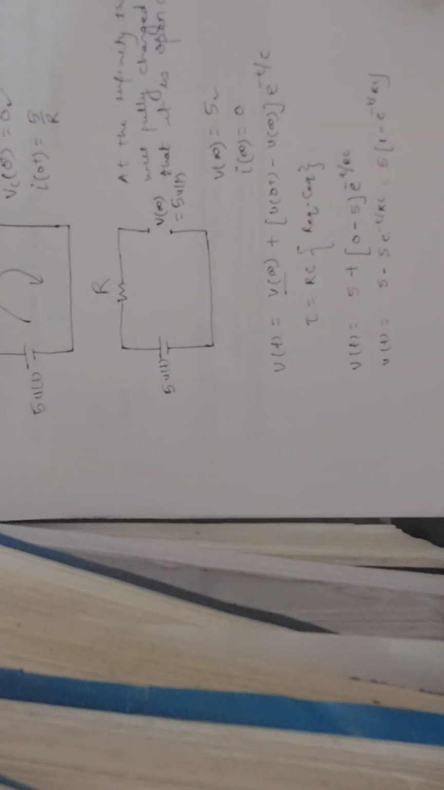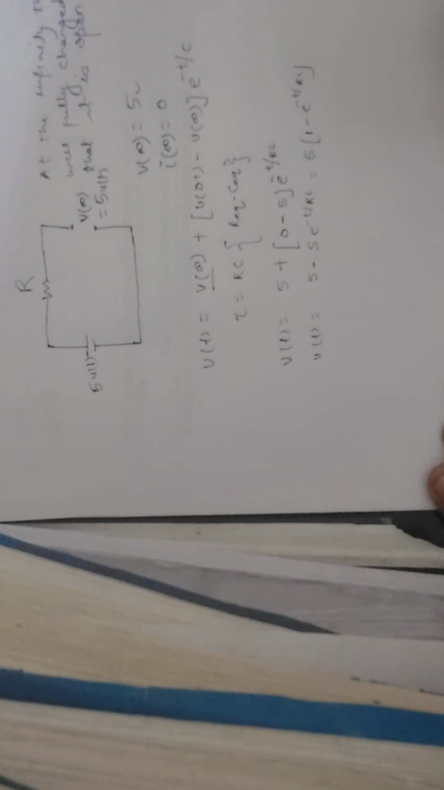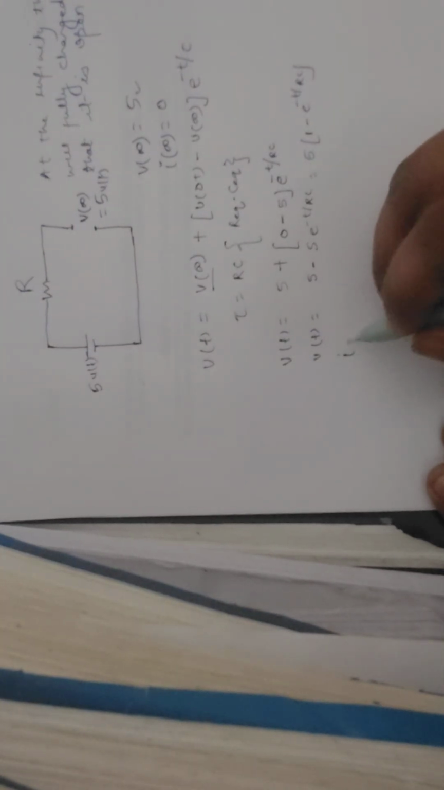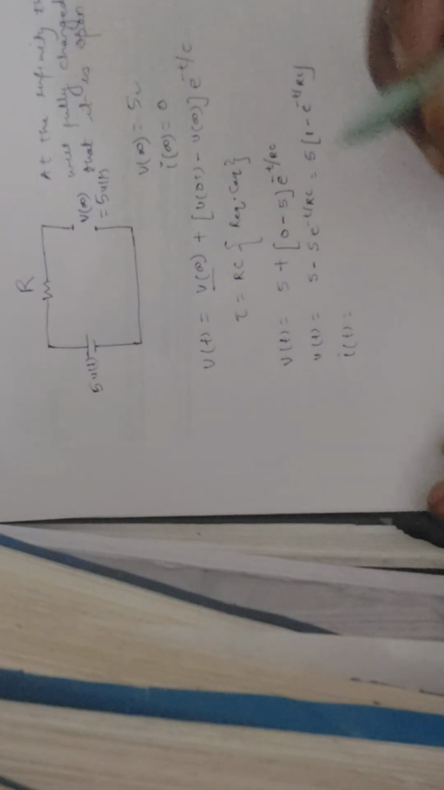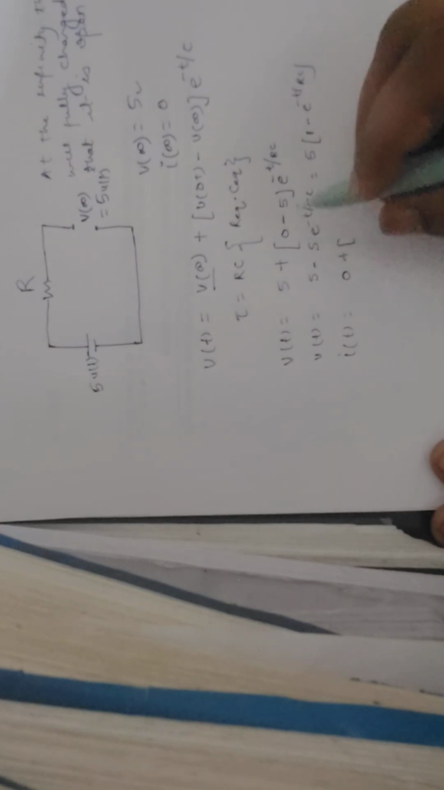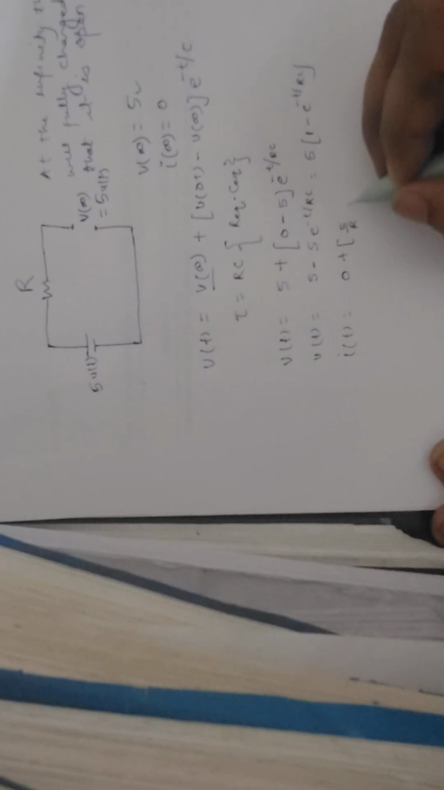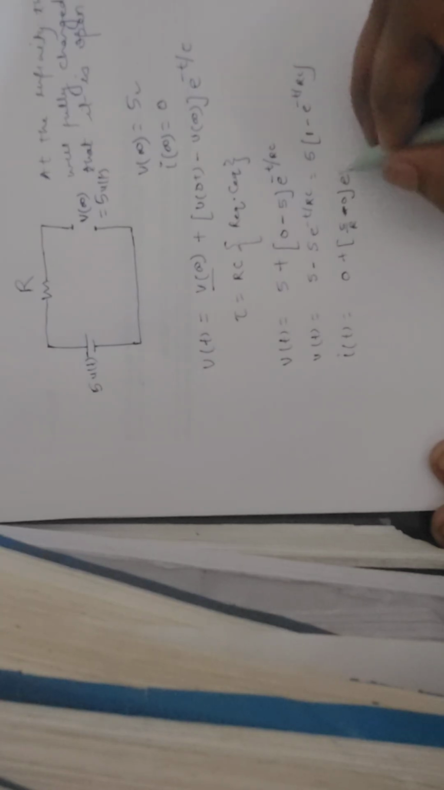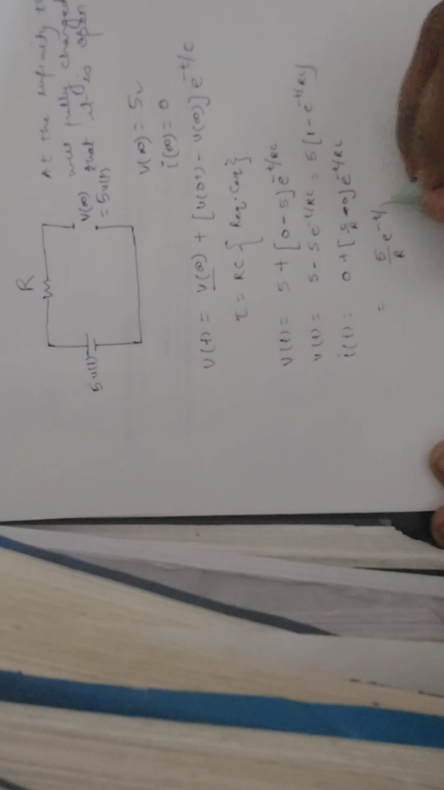Then this is my voltage at that time. And what about the current? So we will find the current also. What will be the current at infinity? Current at infinity is 0, and then plus, what will be the current at 0 plus? That is 5 by R. And at infinity that is 0, minus, and then e to the power minus t by RC. So the current is 5 by R into e to the power minus t by RC.